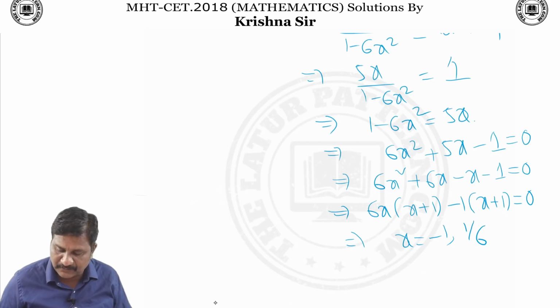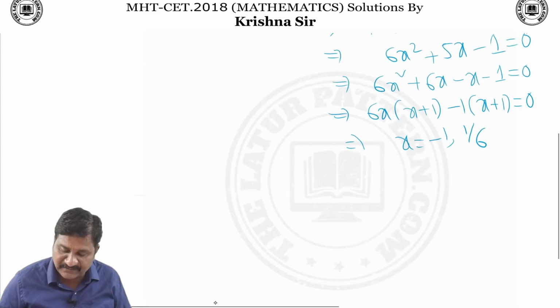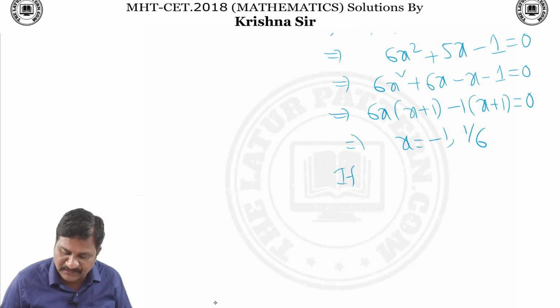Okay, so x is equal to minus 1. If x is equal to minus 1, then the result is negative.